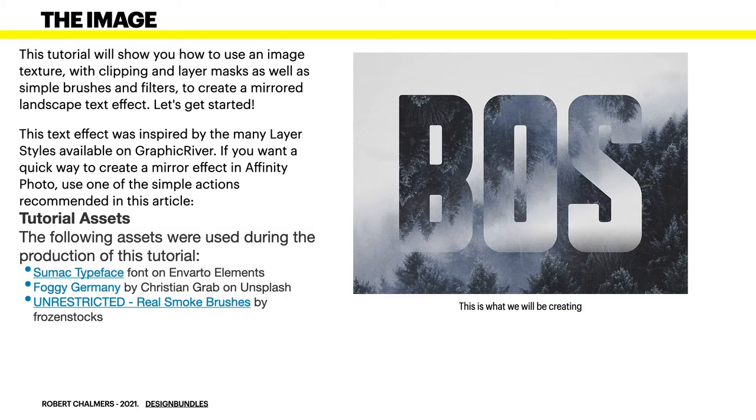Now the assets used here are the Sumac typeface, and that's found on Envato Elements and possibly other places. An image, Foggy Germany, and you can see on the right it's quite foggy, by Christian Grab, and you'll find that on Unsplash. These are mostly free, but you should, of course, note who the image is from. Give credit to Christian Grab. It's an excellent set of photos.